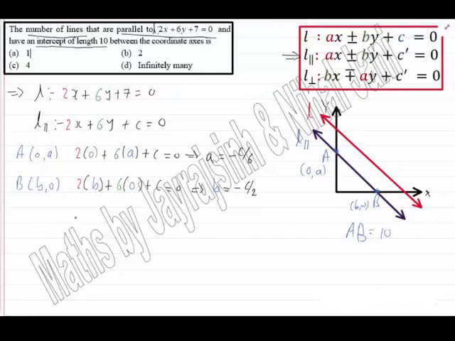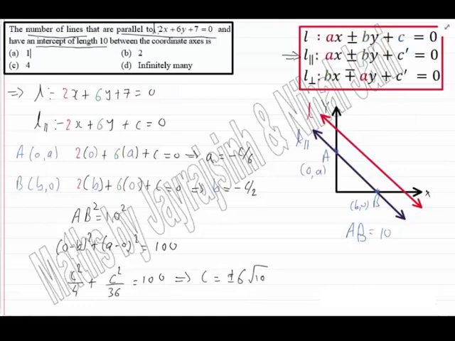Okay, now it is given that the distance AB is 10, so we can say AB square will be equal to 10 square, right? So let's use the distance formula. Distance between A and B: 0 minus B the whole square plus A minus 0 the whole square is equal to 100. We have the values of A and B, let's put them in. So basically c square by 4 plus c square by 36 is equal to 100, right? So here we will get c is equal to plus or minus 6 root 10.